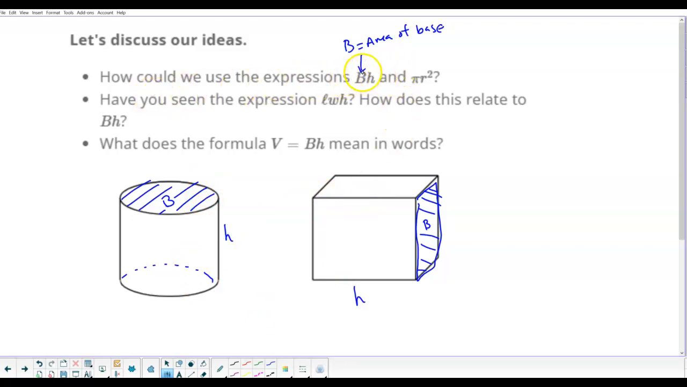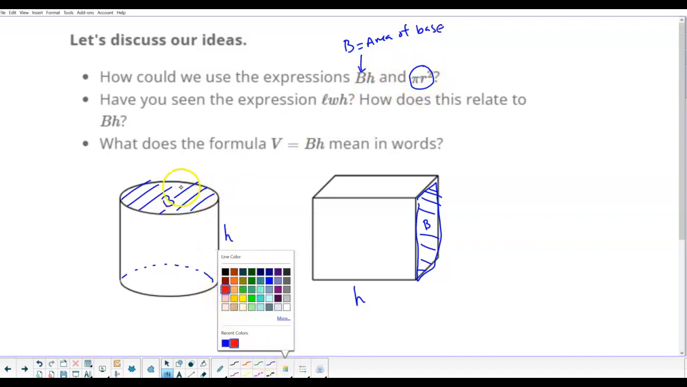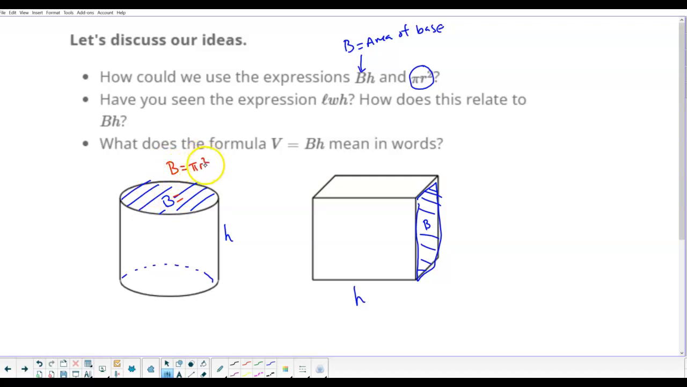So how could we use the expression B times H for volume? Or what about pi r squared? Well, there's something special about this circle right here. The area of the base is the same as the area of the circle. So in our case here, pi r squared would give us the area of the circle, and we could calculate volume by the area of the base times the height, or more specifically, pi r squared times the height, because pi r squared is the base.